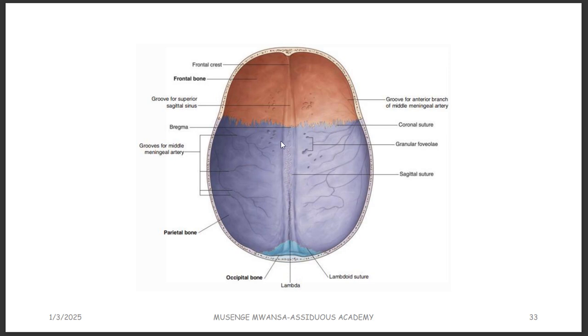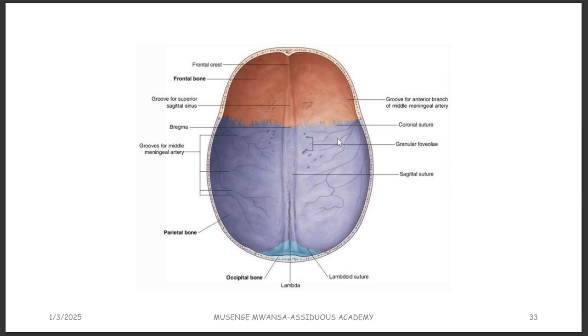Some features you should know: you have this point where you are separating the two parietal bones from the frontal bone. We call that the bregma. Okay, the bregma. And then you have the point where you're separating the two parietal bones from the occipital bone. We call that lambda. That is that.